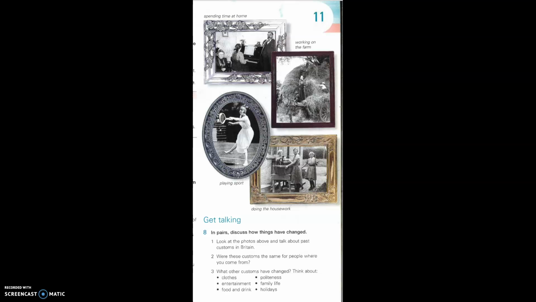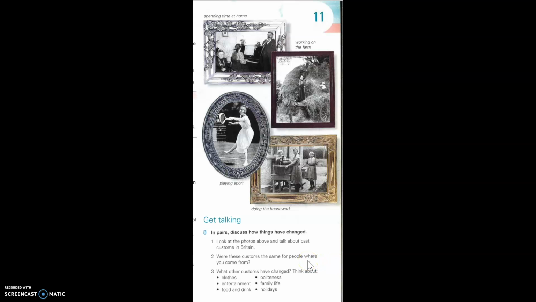Okay? So now we want to activate this language in some freer practice. There's a few ideas here, so I think you need to sort of pick and choose and think about what you'd like to do. Here are some pictures about Britain in the past, and the idea here in number 1 is to look at the photos and talk about past customs in Britain. This might get the students' brains whirring on the idea of past customs in Britain. And then that will lead them to number 2.